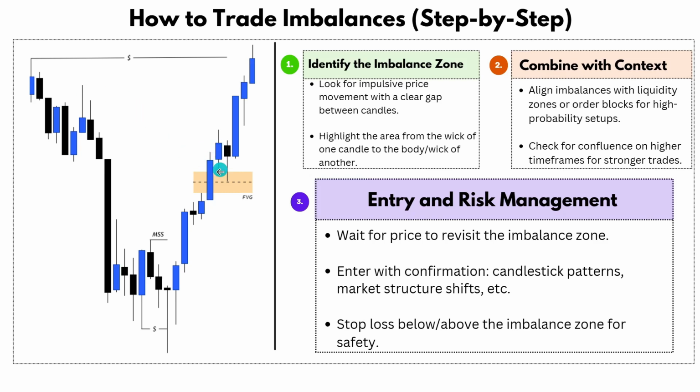So after price mitigates our fair value gap, price then rallies higher. This is what it means to combine the fair value gap with context. We know exactly where price is likely to pull towards, this fair value gap, which acts as a magnet for price to return. So we can catch our entries right here. And we know our target, which is these buy side old highs right here, perfectly.